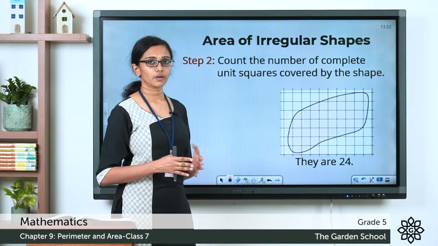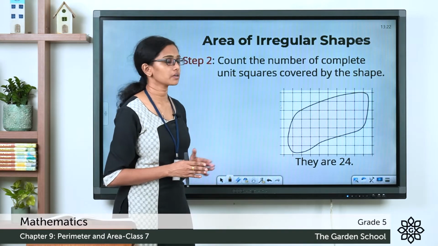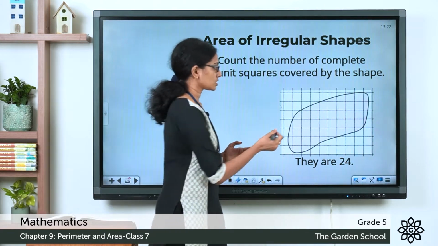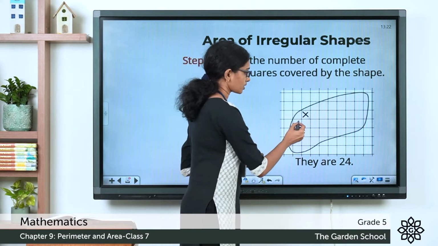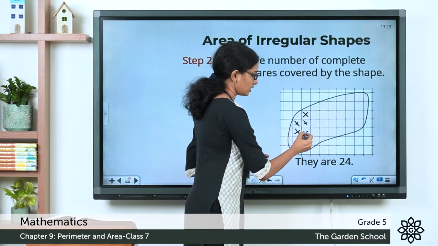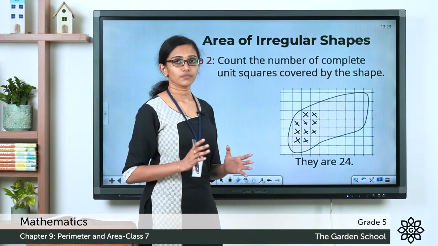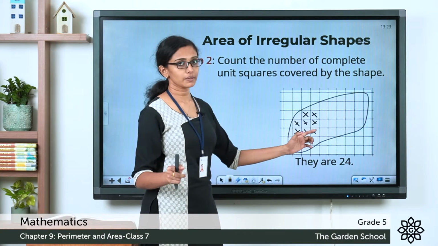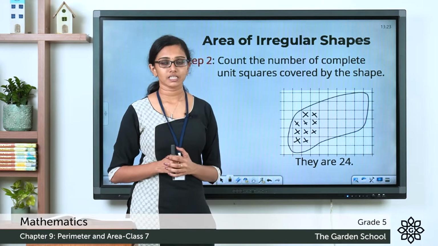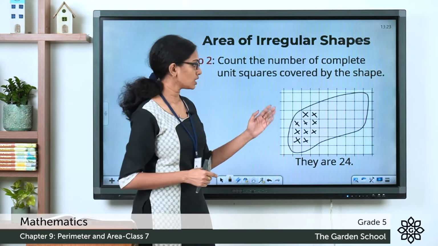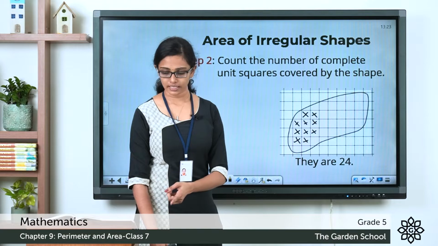So to count the number of squares, first you have to count the number of squares which are completely covered by this figure. For example, see, this square is completely covered by this figure. So you can count that one, this one, here, here, like this. First you have to count all the squares which are completely covered by this figure. So in the figure given here, which is in page number 147 of your textbook, the number of complete squares covered are 24. You can count them in your textbook.